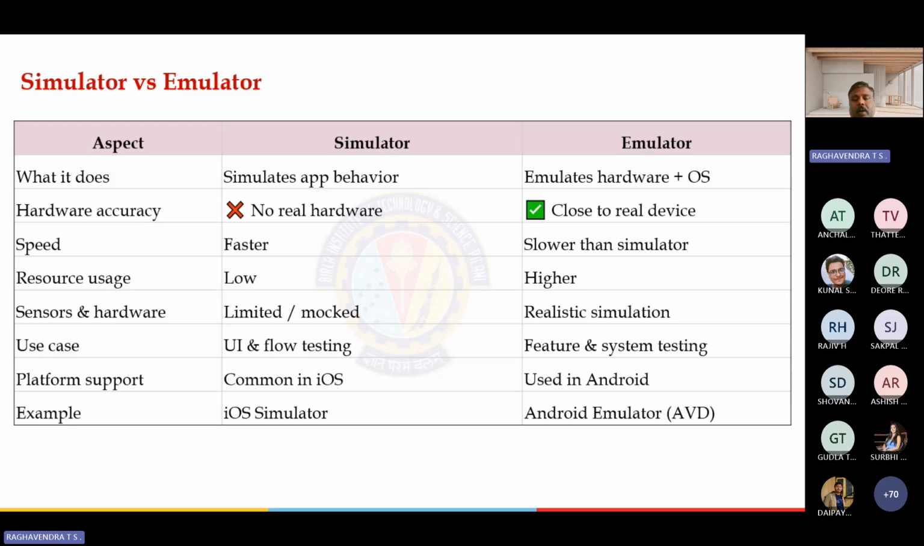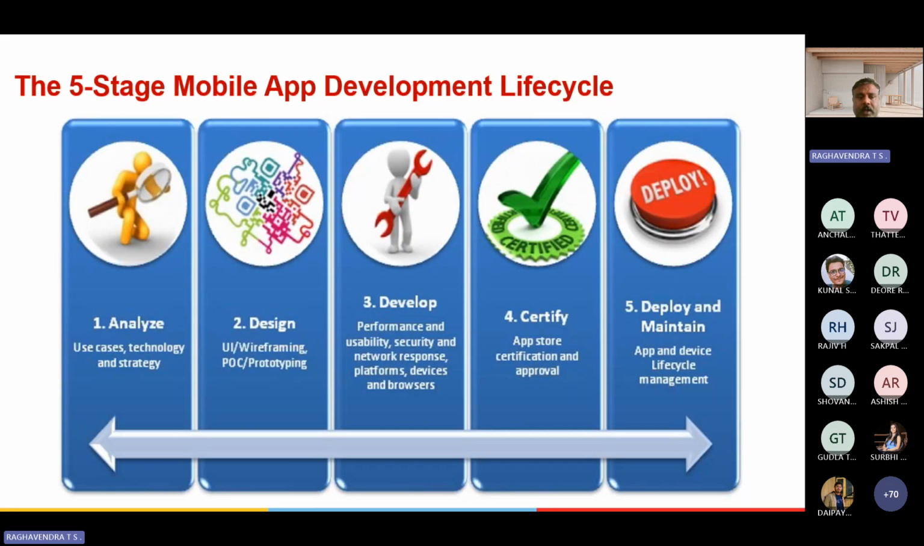So iOS simulator, Android emulator, so AVD, Android Virtual Device, so which is so life cycle. So five stages of mobile application development life cycle. It's going to start with analyzing, designing, develop, certify, and then deploy.